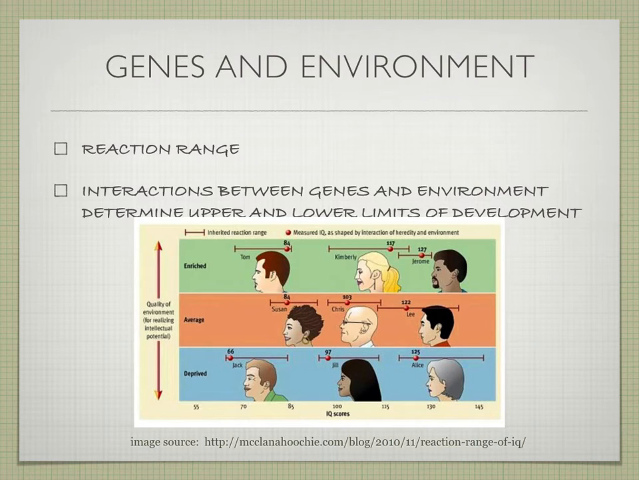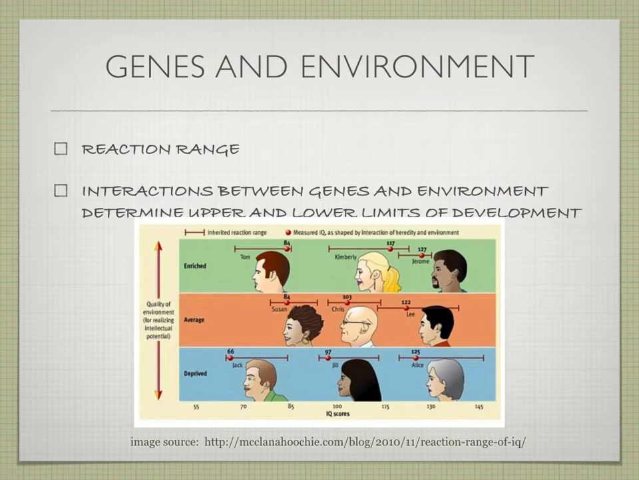So for each person, you see a range above them. That is their individual reaction range. And basically that reaction range is set up by the genes. The genes say, okay, this is the range in which I can operate. And what determines where on that gradient they are is the environment. So if you look at the blue group at the bottom, Jack, Jill, and Alice, they are all towards the bottom of their reaction range because they are in a deprived intellectual environment.